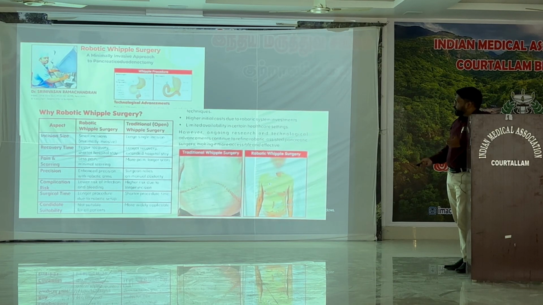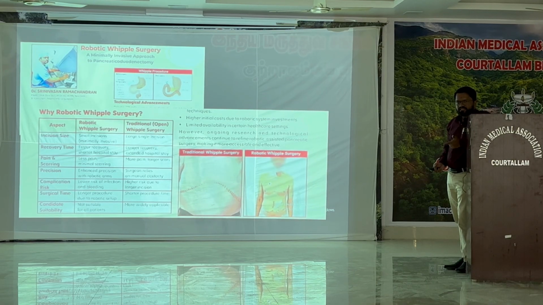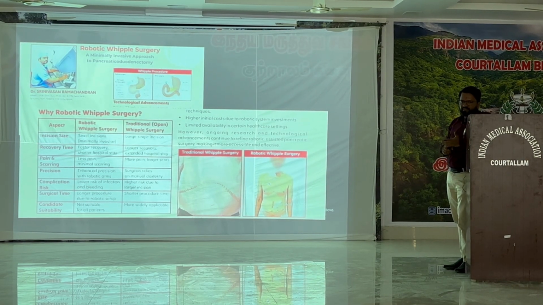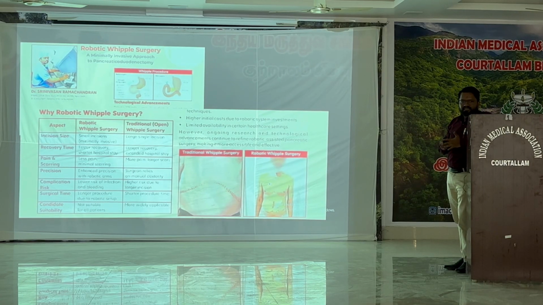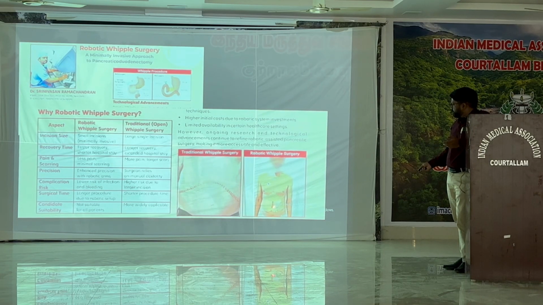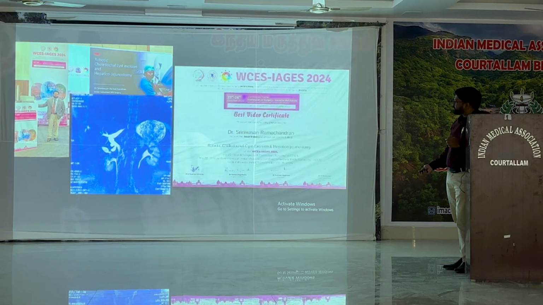So this robotic Whipple, yes, it is feasible. Whipple being a major surgery, we only take selected patients for a robotic Whipple. The anatomy, patient habitus, duct, everything has to be conducive for that. So if this is conducive, then we can do away, instead of this big incision, we can just do away with a small incision, then patient will benefit a lot.